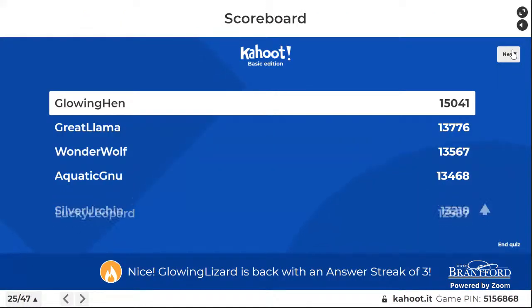Let's check out how that impacted the scores. Oh, it looks like Silver Urchin has come back into the leaderboard in fifth place, but the top scores have remained the same.